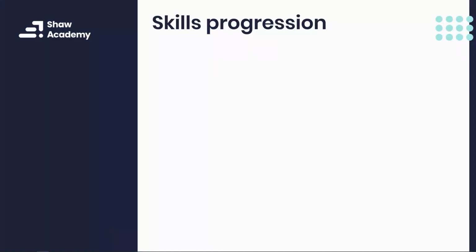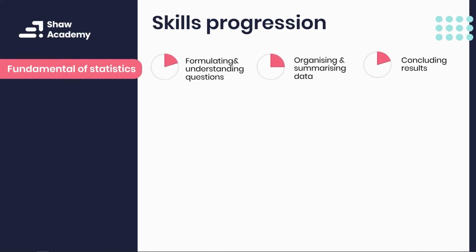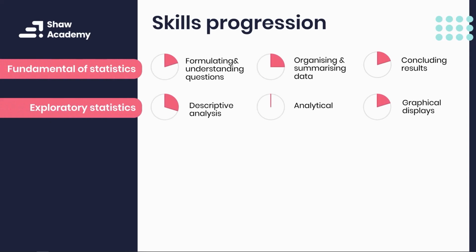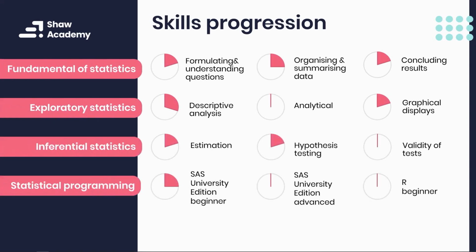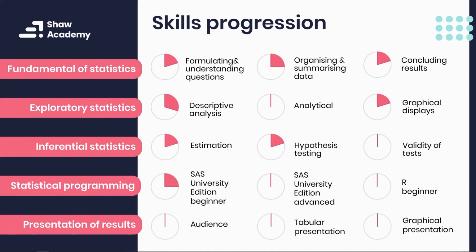The 5 practical skills that we're developing in the Probability and Statistical Analysis course include the fundamentals of stats, exploratory stats, inferential stats, statistical programming, and the presentation of results. Congratulations on embarking on this journey, and have a look at the skills you've acquired so far.